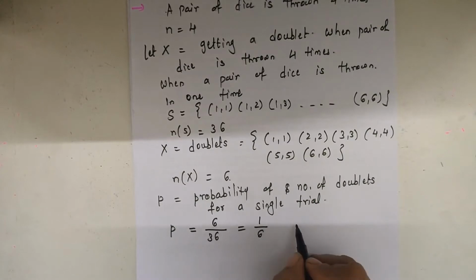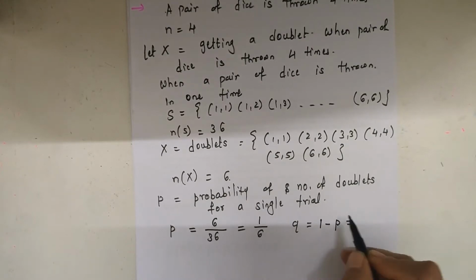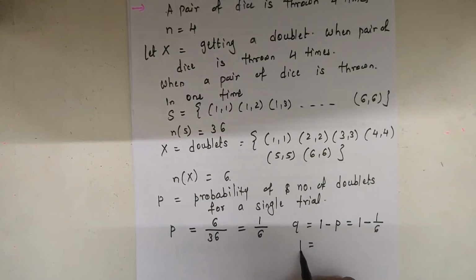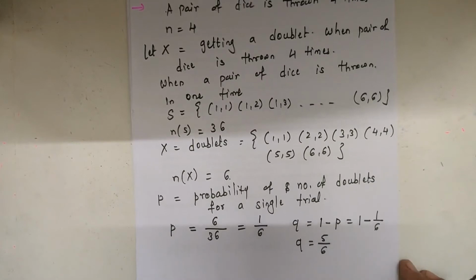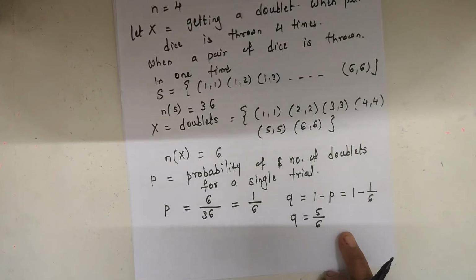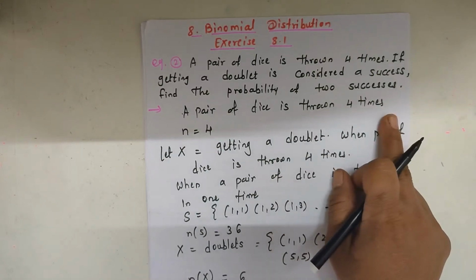And we know that Q is the probability of failure, defined as 1 minus P. So Q is equal to 1 minus 1 upon 6, which gives 6 minus 1, 5 by 6. So we have P equal to 1 upon 6 and Q equal to 5 by 6. And we have to find the probability of 2 successes.